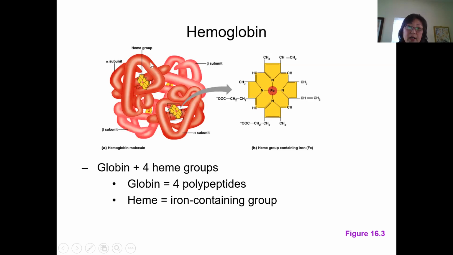In each of these subunits, in the middle, there's a structure, this yellow part here, called a heme group. In the heme group, this is where the iron binds. You need to have the iron inside the heme group so this heme group can bind to oxygen. So there's an oxygen binding site in the heme group.